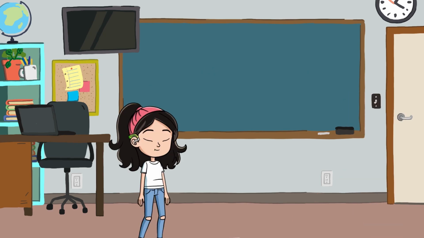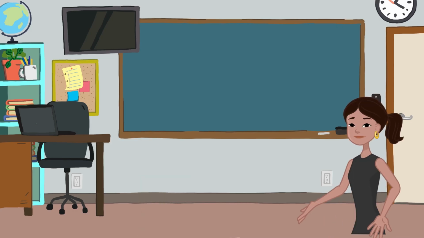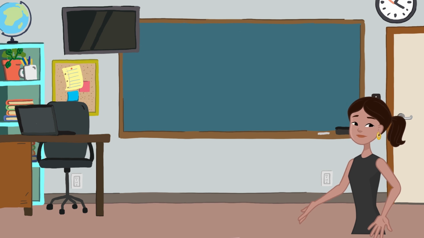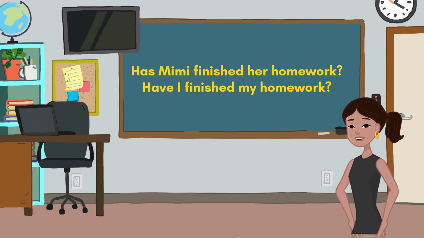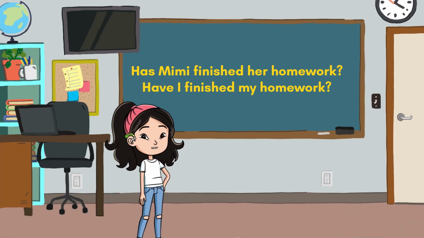That's it. Okay, ma'am, but what about an interrogative sentence? How do we frame that? To frame an interrogative sentence, use has or have in the beginning. For example, has Mimi finished her homework? Have I done my homework? Simple. Oh wow, that's easy, ma'am.